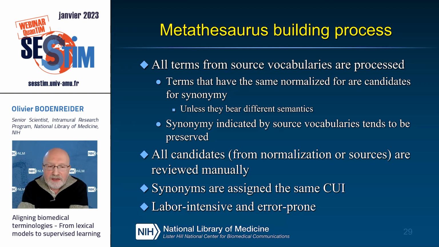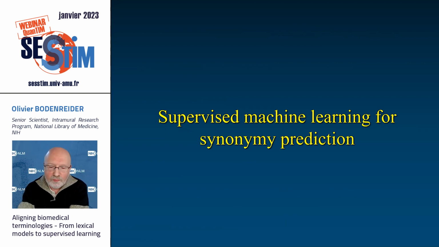Of course, as you can see, although a lot of it is facilitated by computers, it remains a labor-intensive activity, and of course, it's error-prone because it's easy to miss one term or to group one in error. So, which leads us to: is there another way, and possibly a better way? And this is what we're looking at when we try to predict synonymy using supervised machine learning.